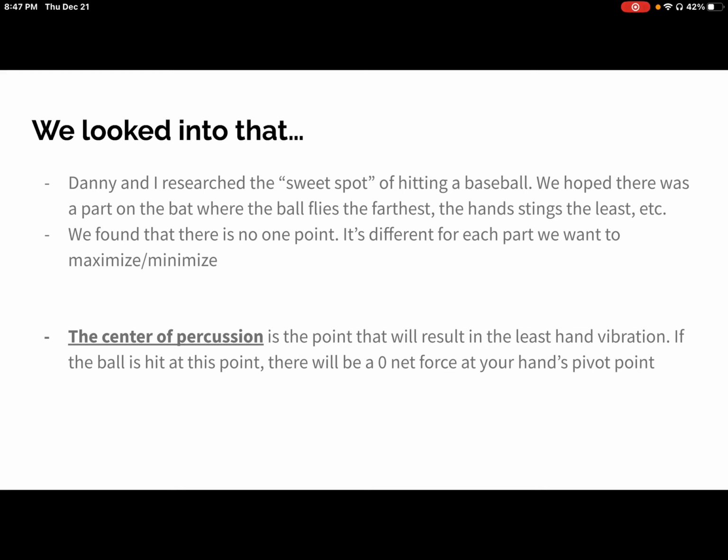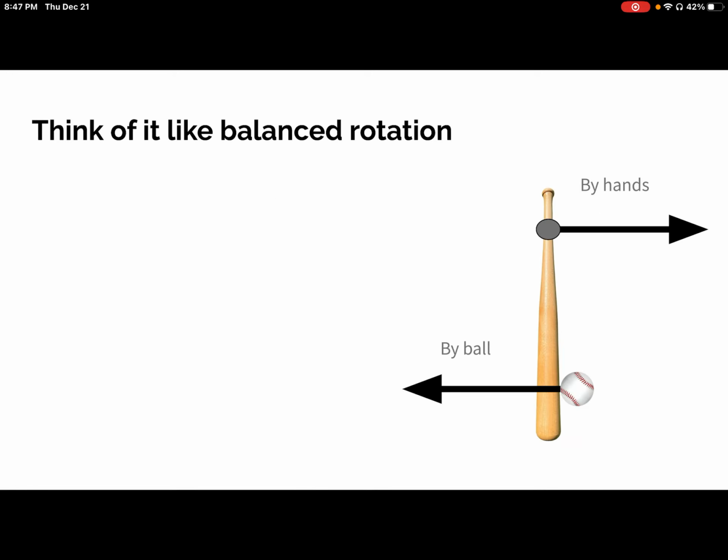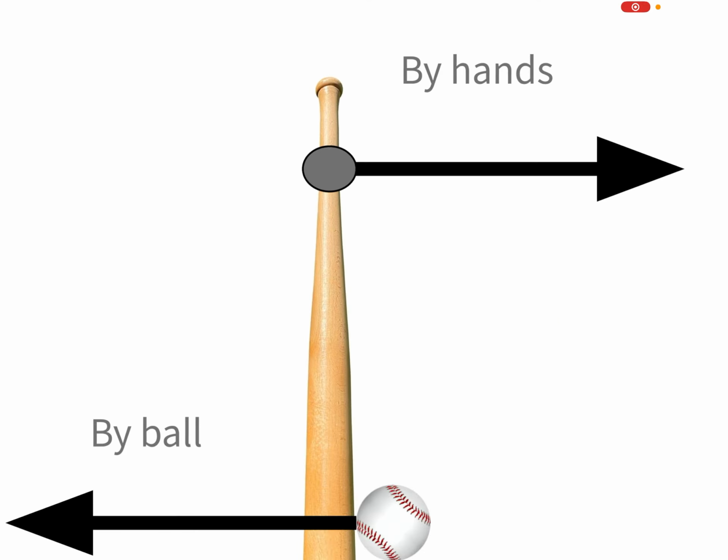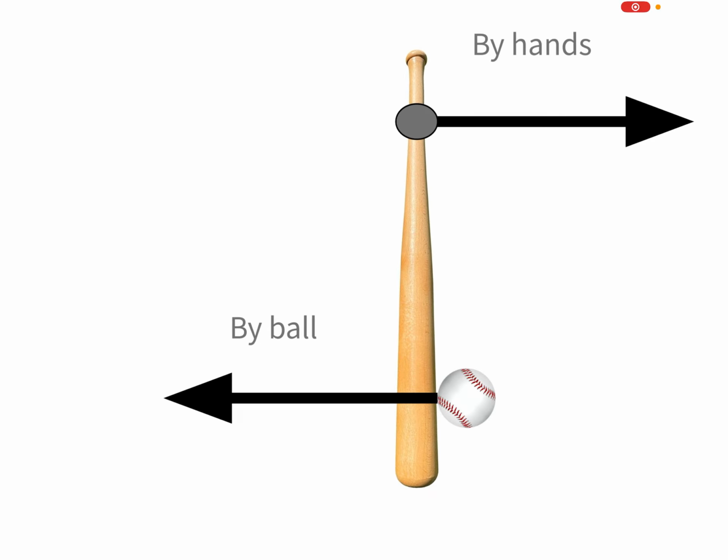And the center of percussion is the point that will result in the least hand vibration. If the ball is hit at this point, there will be a zero net force at your hand's pivot point. I thought of it kind of like balanced rotation. Please note that the arrows are not to scale.